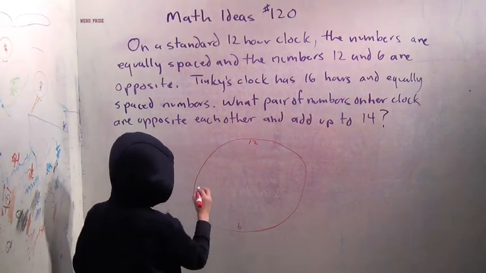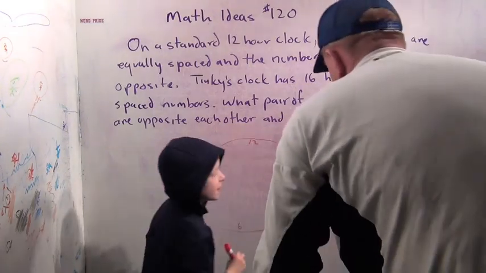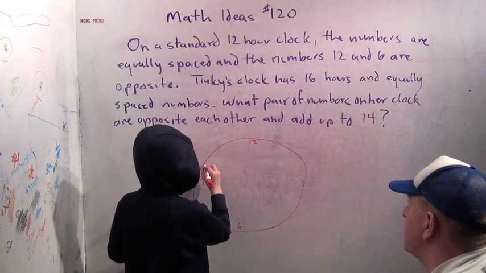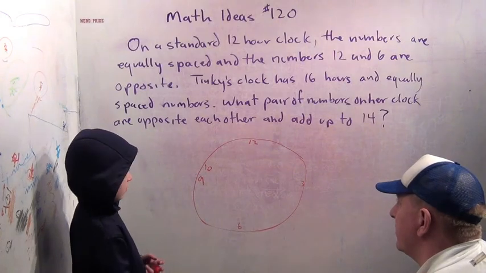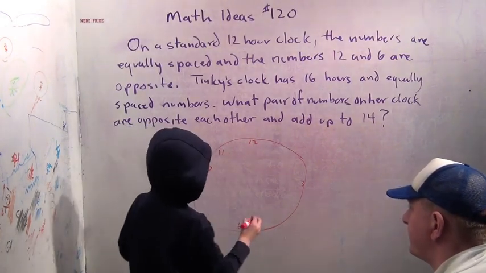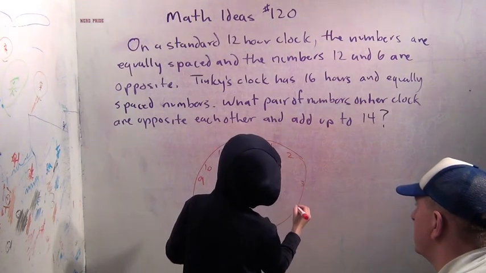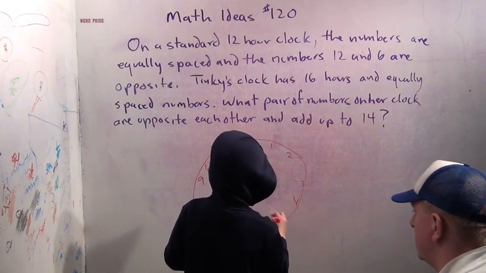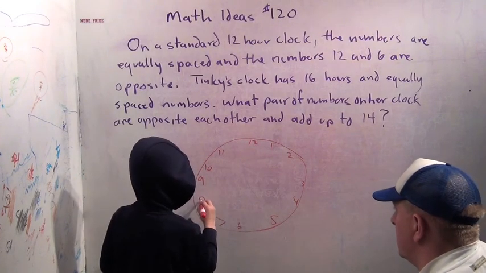Yeah, that's fine. 12, 6, 9. This might be a little bit too big. And 3. No, it's actually fine. It's perfect. 12, 6, 9, and 3. 10. What comes after 10? 11. 12. 1, 2, 3, 4, 5, 6, 7, 8.